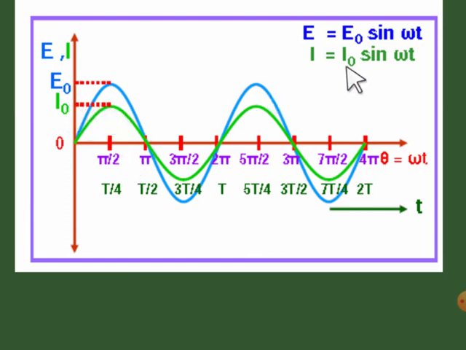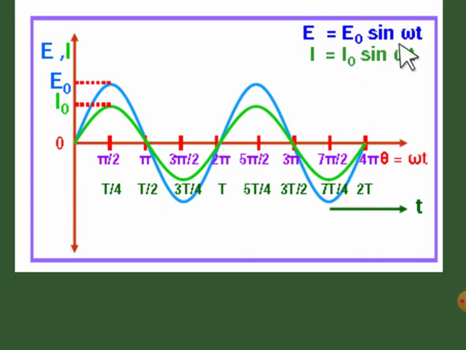So what happened when omega t, that means theta, is equal to pi, 180 degree? At that time, sine of 180 degree is equal to 0. Sine of 180 degree equal to 0 means both E and I will have the 0 value, so it will come in here.